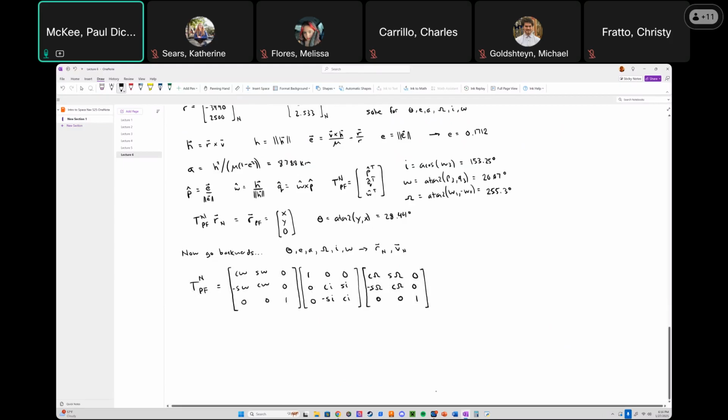W2, W3. And I would also recommend, this will be handy as well, that you build the perifocal to orbit frame from before, which, if you remember, is cosine theta, sine theta, 0, negative sine theta, cosine theta, 0, 0, 0, 1. So those matrices are going to be super helpful. What else can we do to kind of crack the code here?